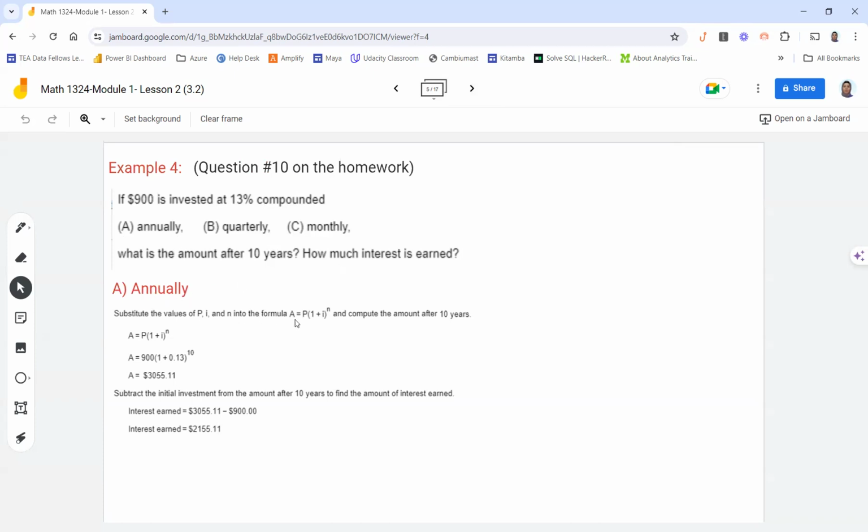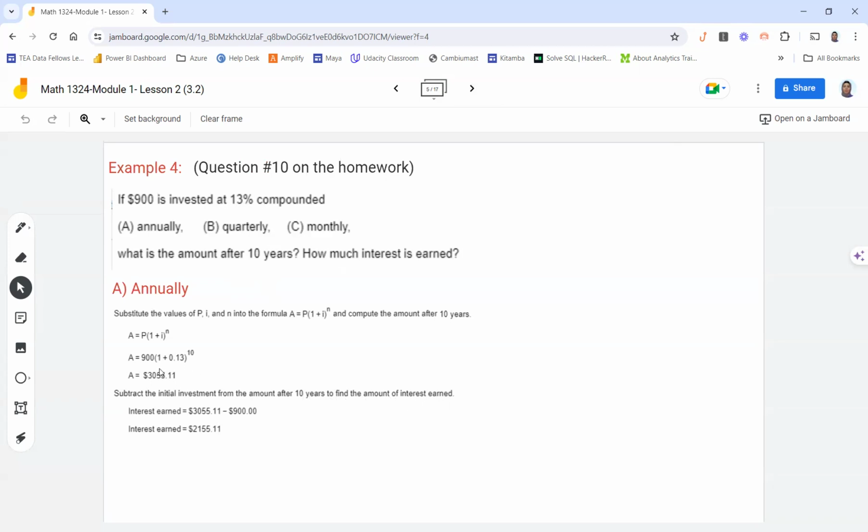So the formula we will need is the future value is equal to P times 1 plus I to the power of N. And we're going to apply this formula for 10 years. So the principal amount is 900, parentheses 1 is always here for us, plus, because 13% annually is 13% divided by 1, just 0.13, to the power of 10. So when you apply compound interest annually, the money will be $3,055.11.